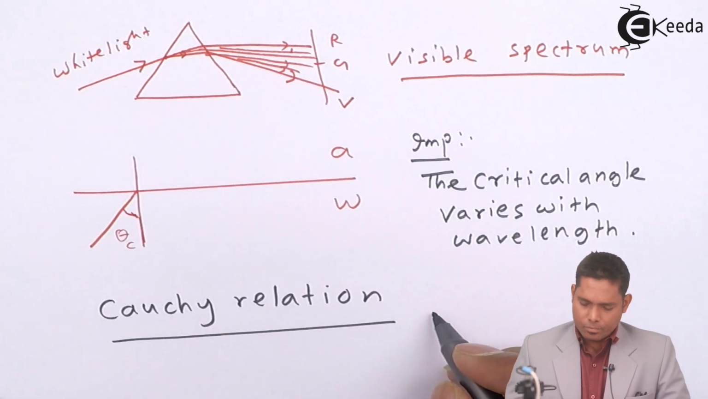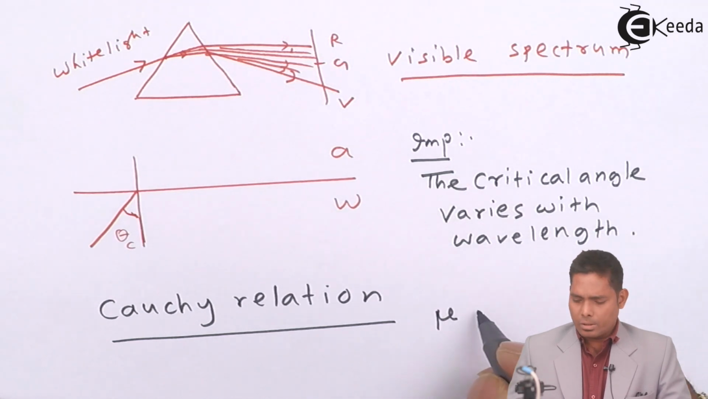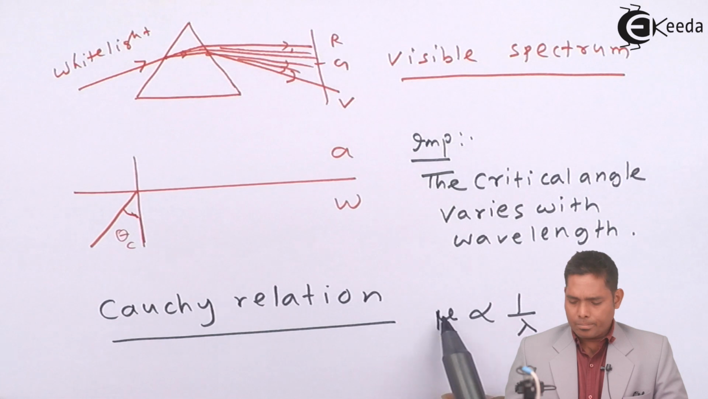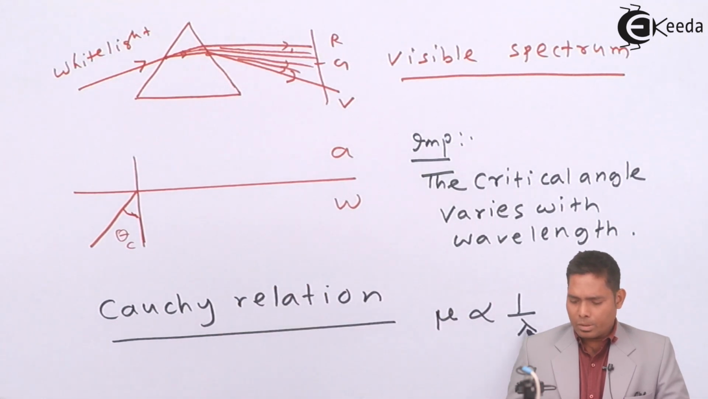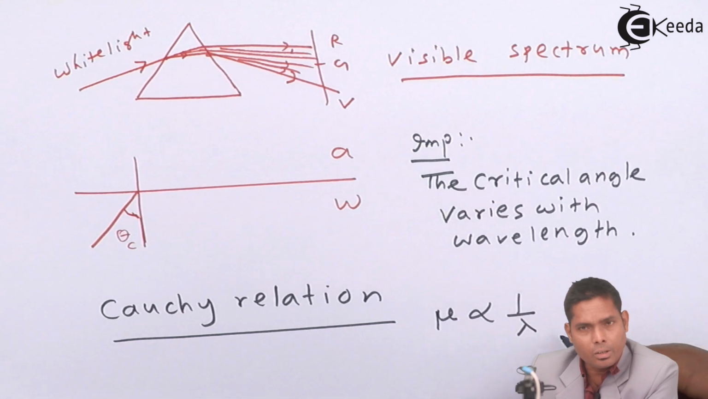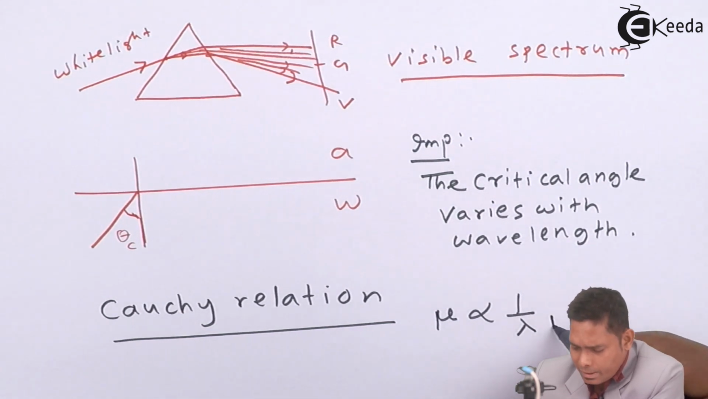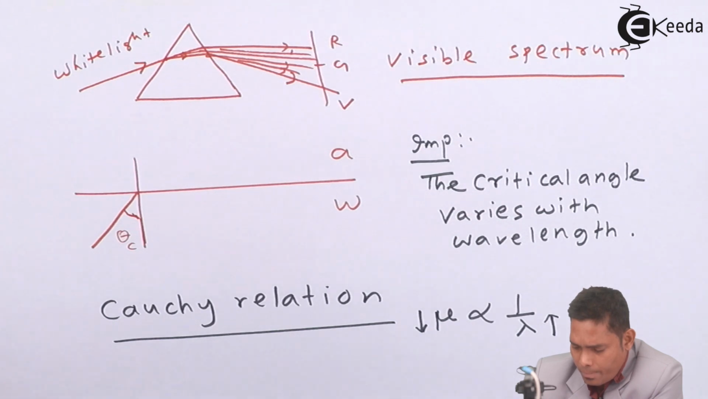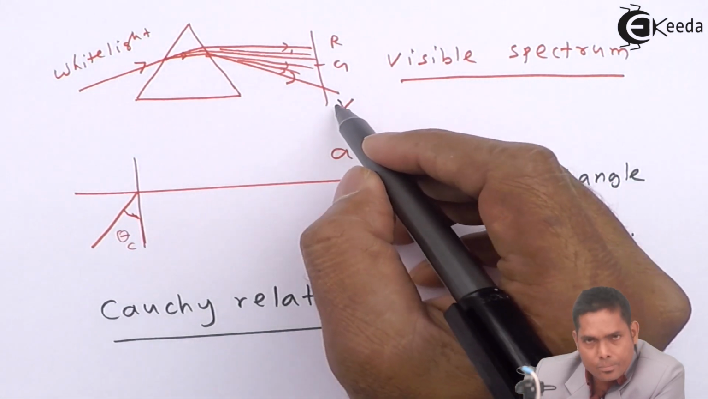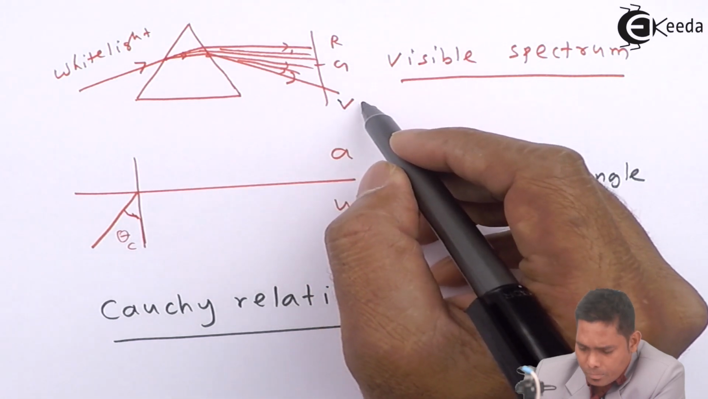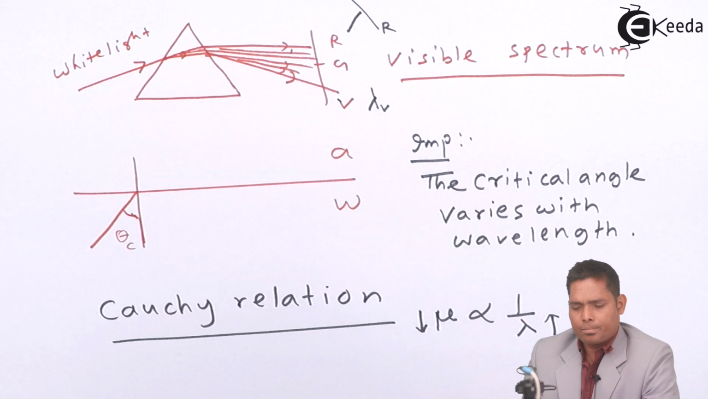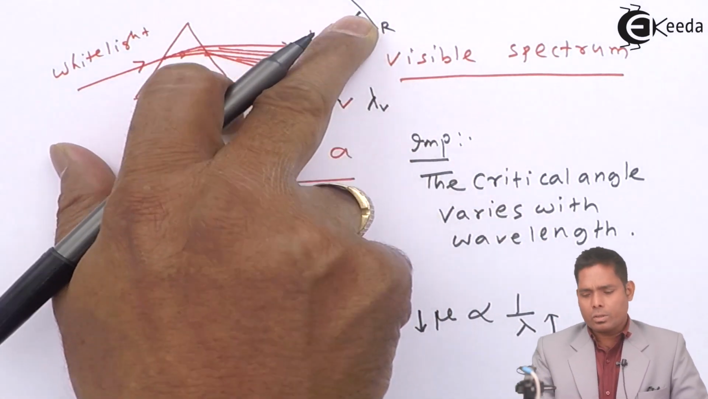The refractive index is inversely proportional to wavelength. The refractive index of the medium, in this case water, is inversely proportional to wavelength. That means for the color whose wavelength is greater, its refractive index will be lower. And we know that for violet, the wavelength is least, and the wavelength for red is maximum. Around 4000 and around 8000, so 4000 to 8000.